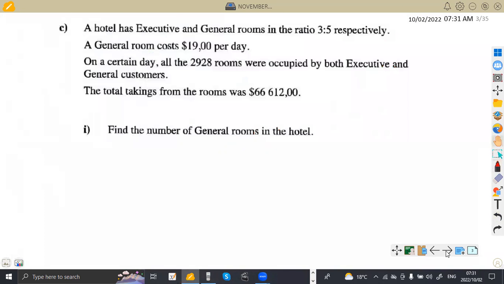The C. We are given that there is a hotel, as an executive and general rooms in the ratio of 3:5 respectively. A general room costs $19 per day. On a certain day, all 2,928 rooms were occupied by both executive and general customers. The total takings from the rooms we are given the total money. Find the number of general rooms in the hotel.